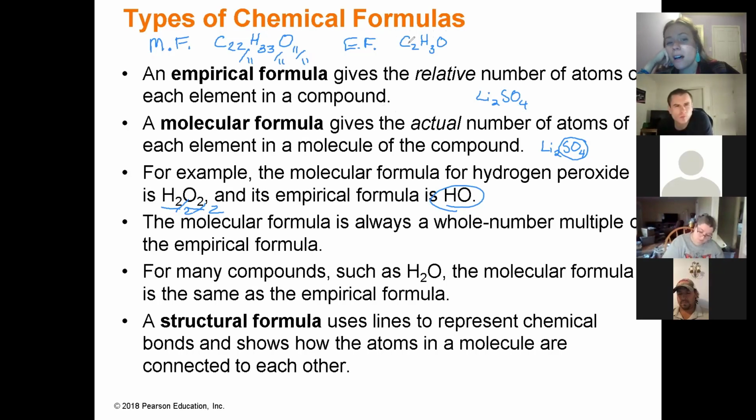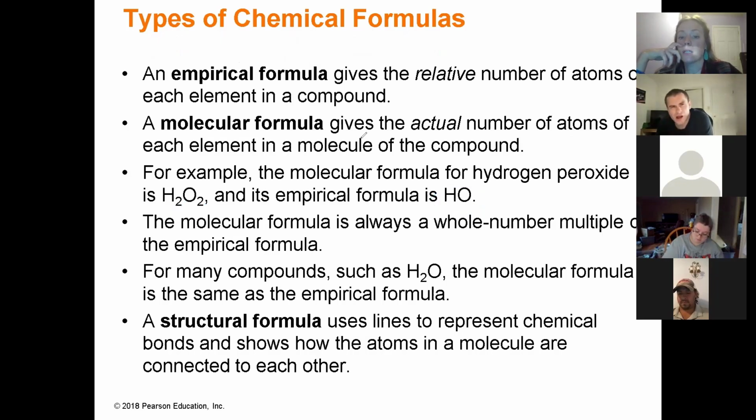Going from the empirical formula to the molecular formula takes more work, and we will do that in another chapter. But for now, I just kind of want you to know the basics of an empirical formula is the lowest ratio. The molecular formula is what's actually happening. Now, if you look at water, the molecular formula for water is H2O, which is also the same thing as its empirical formula. What's happening in real life is also the lowest ratio. Doesn't always happen, but a lot of times it happens.